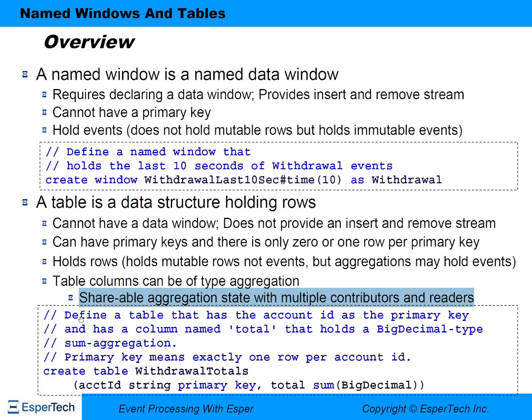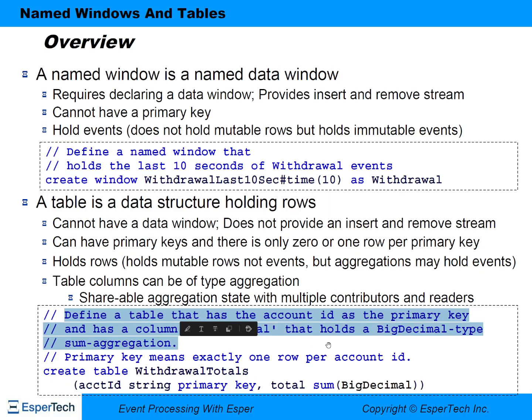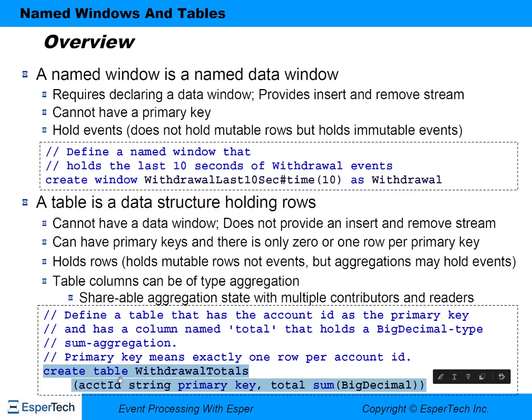A next example defines a table. This table holds a row per account ID. Each row has a column named total that contains a sum of big decimal aggregation state. Create table withdrawal totals. Parenthesis account ID string primary key comma. Total sum parenthesis big decimal.